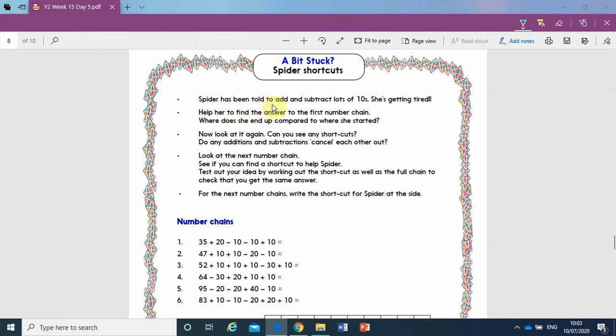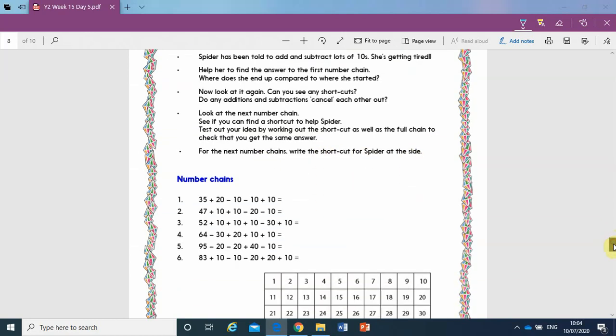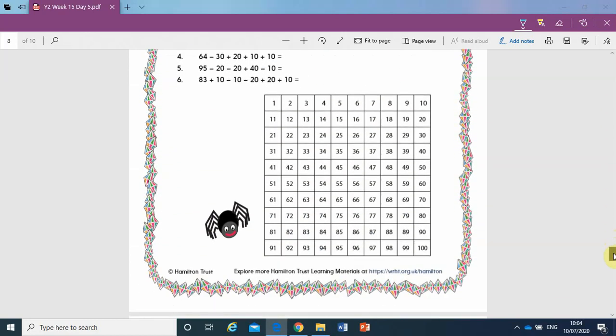If you're a little bit stuck, you can have a look at these number chains here. A spider has been told to add and subtract lots of 10. She's getting tired. Help her find the answer to the first number chain. Where does she end up compared to where she started? Look at it again. Can you see any shortcuts? So there's some number chains here, and you'll see they're taking and adding certain numbers in those number chains. Okay, so you can look at some spider shortcuts at the side should you wish to do that one.